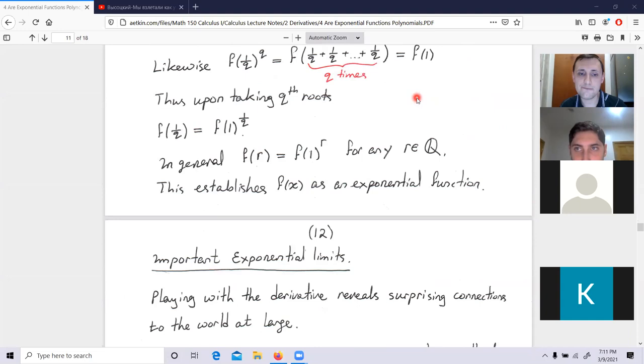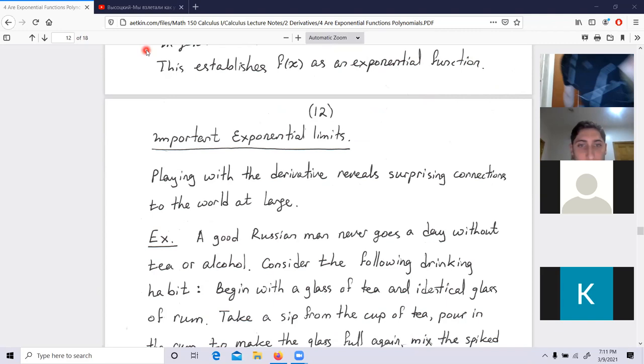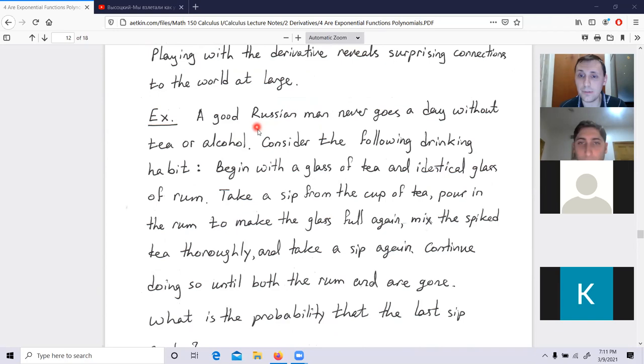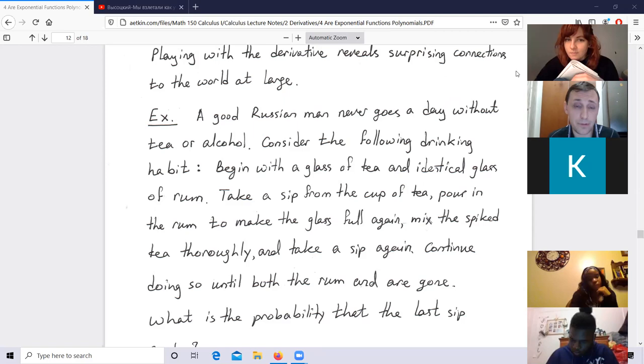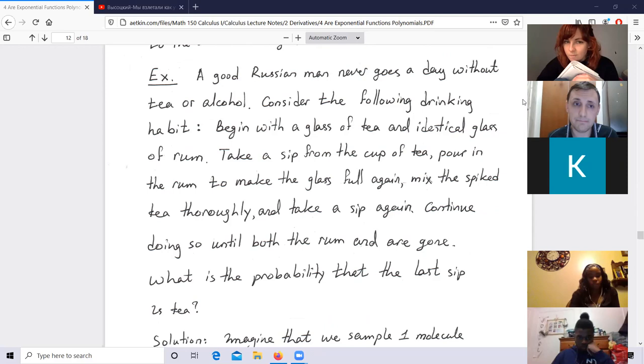So, important exponential limits, guys. We begin trying to understand why exponential functions are so interesting, so amazing. A good Russian man never goes a day without tea or alcohol. Consider the following drinking habit. Begin with a glass of tea and an identical glass of rum. Take a sip from the tea and then pour back from the alcohol until the glass is full again. Mix it thoroughly and then take another sip. You continue doing so until both glasses are empty. The question, guys: what is the probability that the very last droplet you drink is tea?